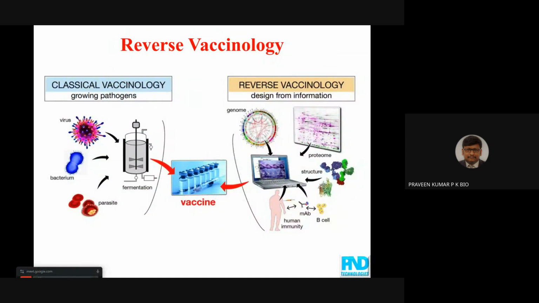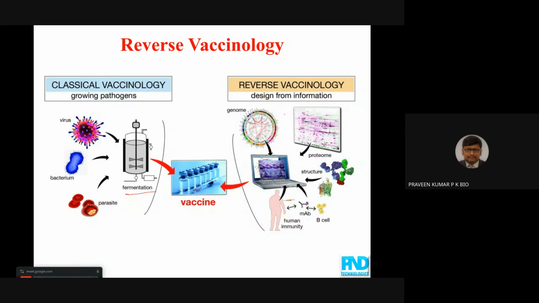Now, let me go to reverse vaccinology. Classical vaccinology. Everyone knows, as we have just discussed, if you want to treat a viral infection or bacterial infection, or even a parasitic infection, we can take the same kind of virus or bacteria. We can use the subunits. We can use the inactivated form or attenuated form. This is what we have discussed. But if you want to target the major population, then obviously we have to scale up. To scale up, we use fermenters, I mean bioreactors, to increase the production of vaccines.